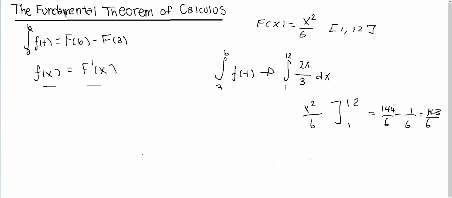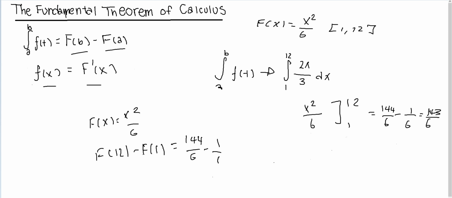Now, if we were to plug in our upper and lower limits into F of b and F of a and take the difference between the two, we should get the same value. So we know that F of x is equal to x squared over 6. Therefore, F of 12 minus F of 1 should equal 144 over 6 minus 1 over 6, which is also equal to 143 over 6. Therefore, our fundamental theorem of calculus checks out.